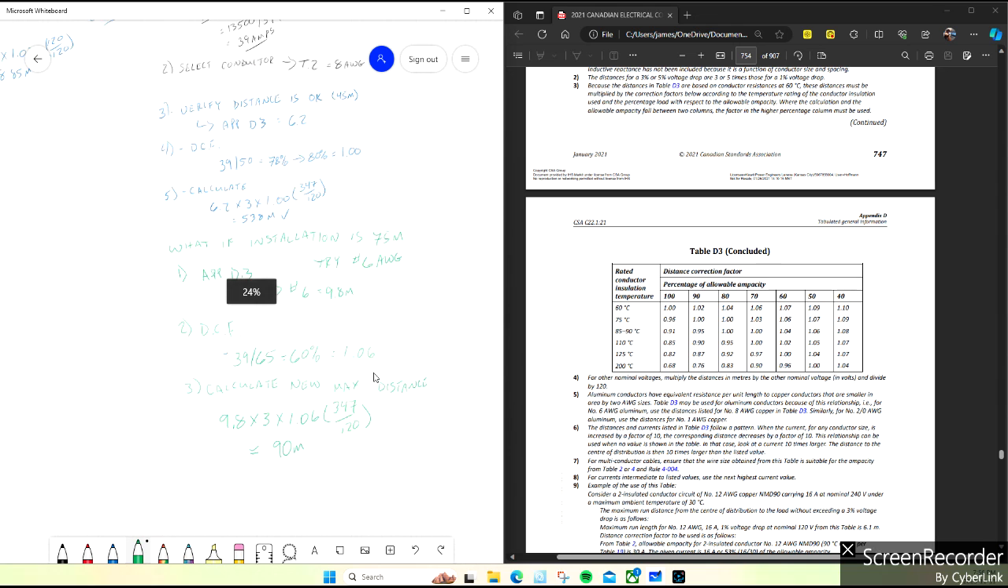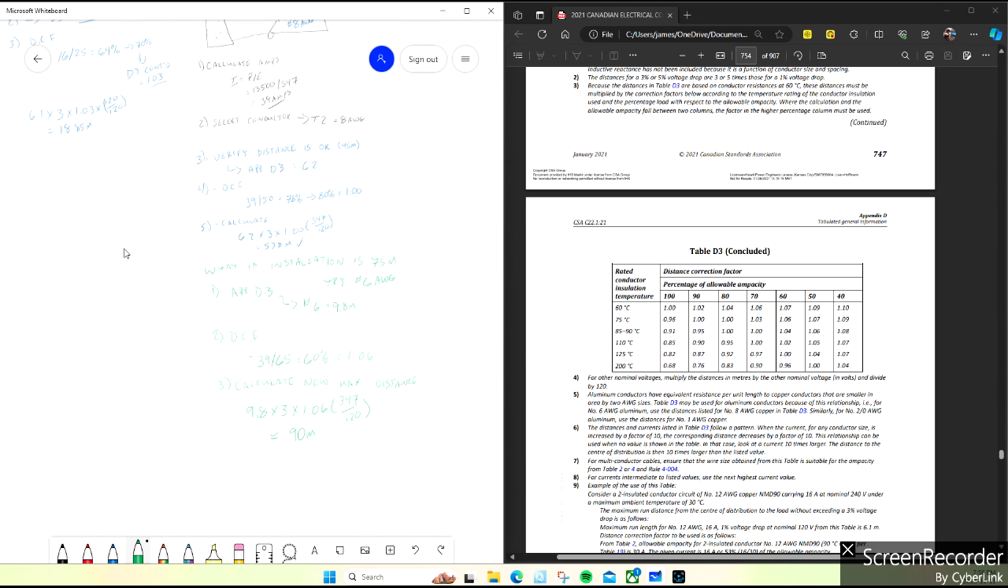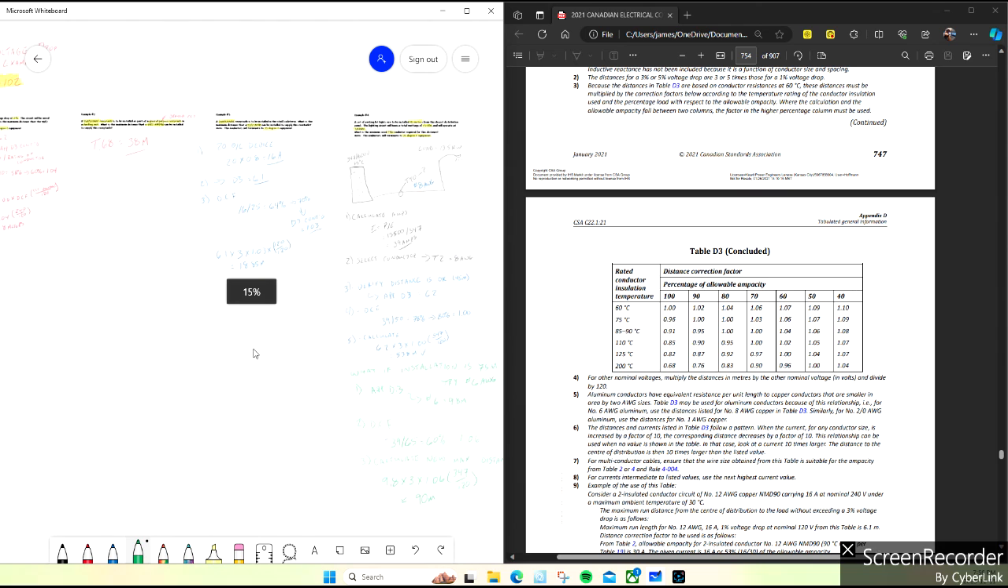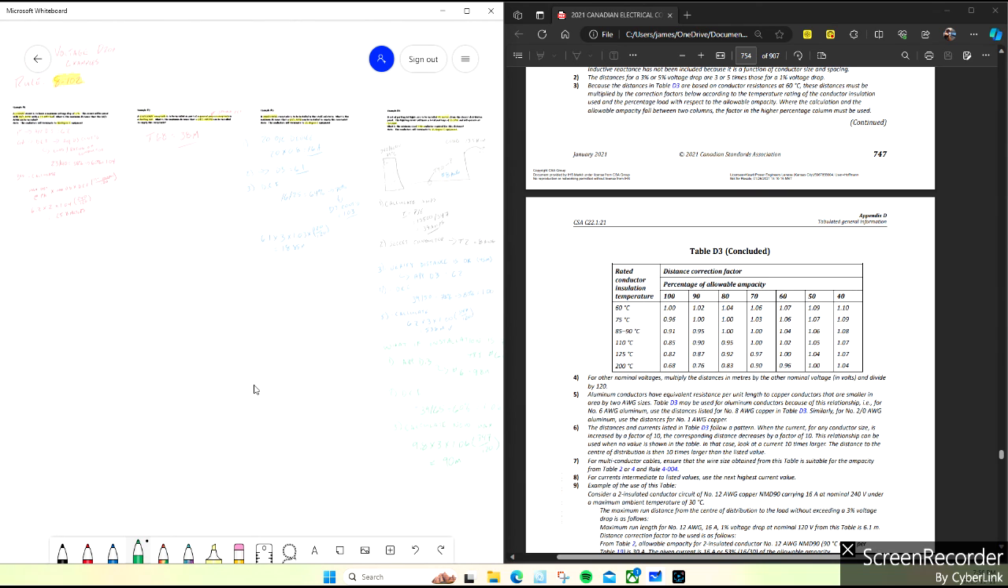Cool. So I hope that clears up any confusion with voltage drop. And I hope for everyone else that maybe you just learned something new with the Canadian Electrical Code and how we calculate our voltage drop.